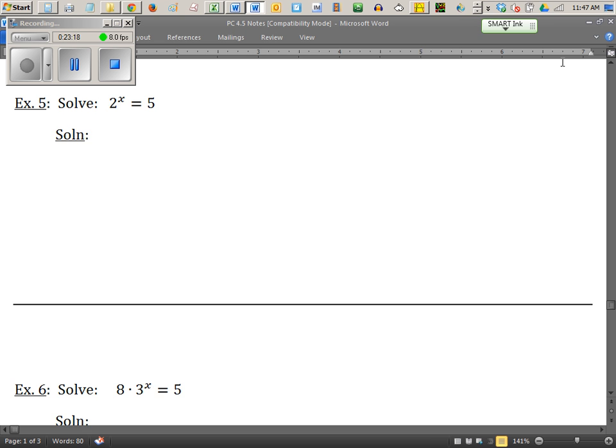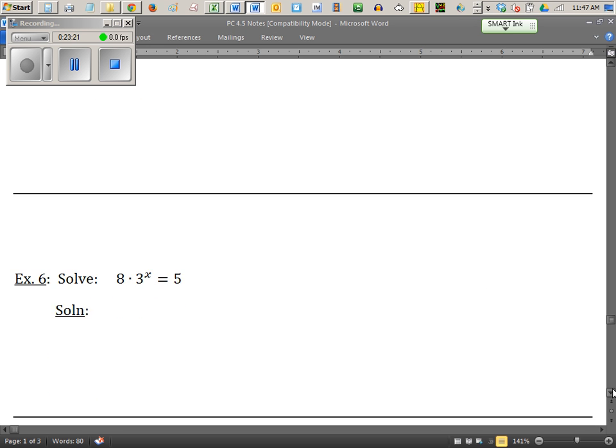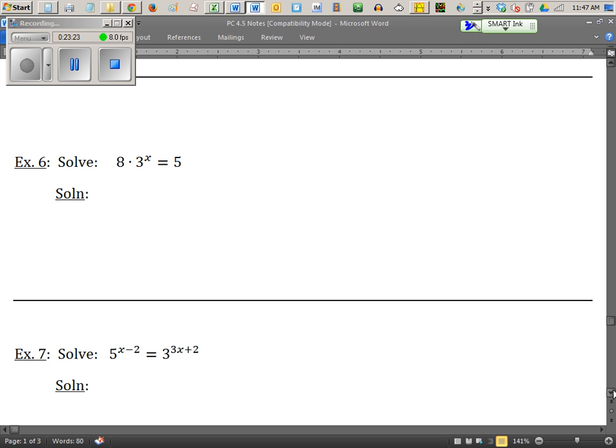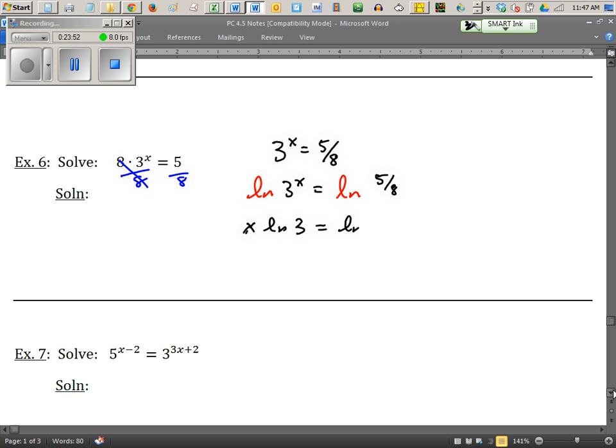Okay, let's go on to the next one. This one's the same problem in disguise if you divide by 8 first. And you kind of have to divide by 8. But now you have 3 to the x equals 5/8. And then I'm just going to use the middle of the road method, method 2 for my last problem. I'm just going to put an ln on both sides. Like that. And this allows me to bring my x out to the front. And then I can divide.